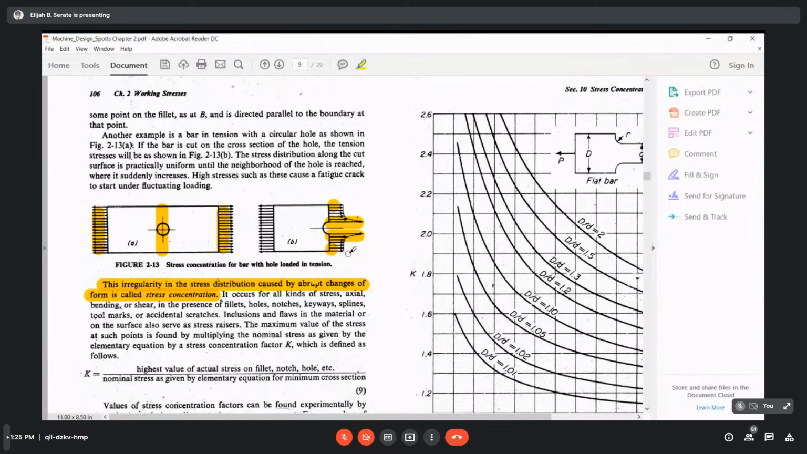So near the edge of the hole, the stress concentration, as represented by longer arrows, is higher compared to the stress on the edges of the bar. This irregularity in the stress distribution caused by the abrupt change of form is called stress concentration.